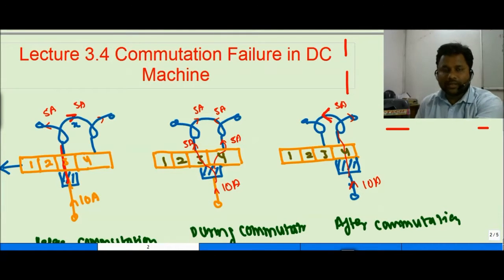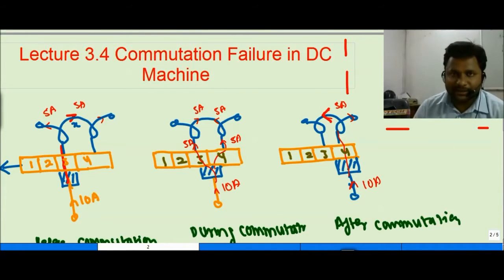Good morning and welcome to lecture number 3.4, called Commutation Failure in DC Machines. In the last lecture, we discussed how the current reverses in the coil whenever it passes through the brush axis or the commutator axis.